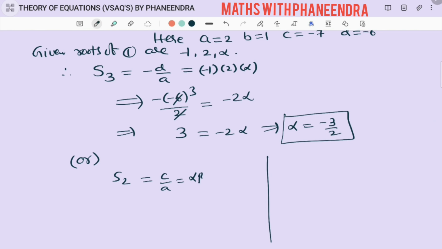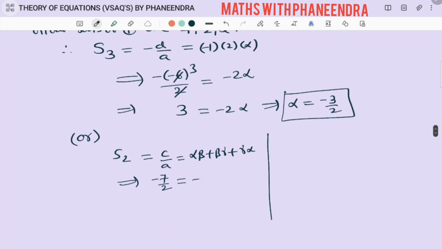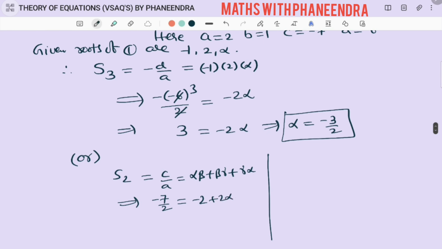So alpha beta plus beta gamma plus gamma alpha. What is the C value in this? Minus 7. A value is 2. Alpha beta is minus 1 into 2, so minus 2. 2 into alpha, 2 alpha. Alpha into minus 1, minus alpha. So, minus 2 plus 2 alpha minus alpha is equal to minus 7 by 2, so alpha is equal to minus 3 by 2.